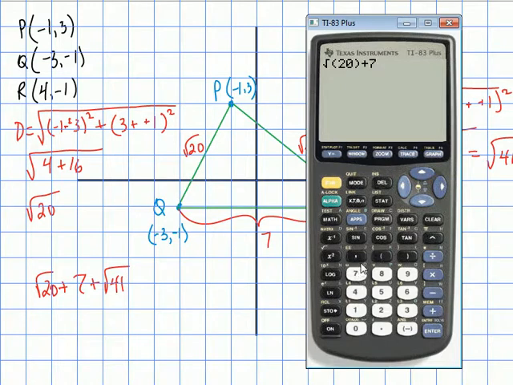Just a regular 7, right? It's not a square root of 7. It's just a regular 7. Plus, again, square root of 41. So how do we do square root? Second function, square root button, put a 41 in there, and I like to close the parentheses. Now look, that's all being added up, all in one shot right there. Then I just hit enter.